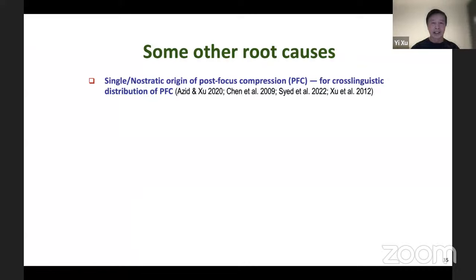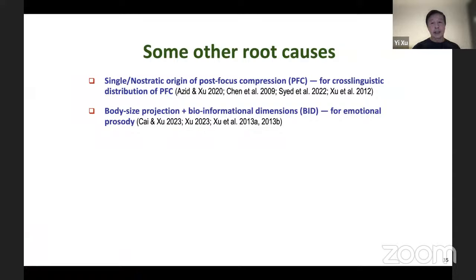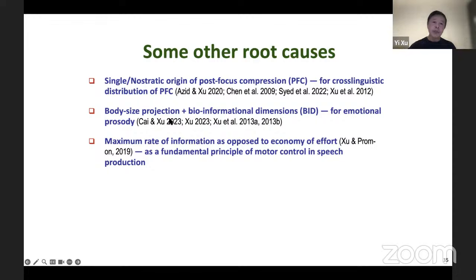And the second one is that for emotions, there's a whole set of mechanisms totally independent of what we know before. And that is still an ongoing study. And also the maximum rate of pitch change in intonation has been applied to the maximum rate of the tongue and the lips and so on. So we find the same thing, which led us to propose that this is a fundamental principle of motor control, which is different from the standard economy of effort hypothesis.